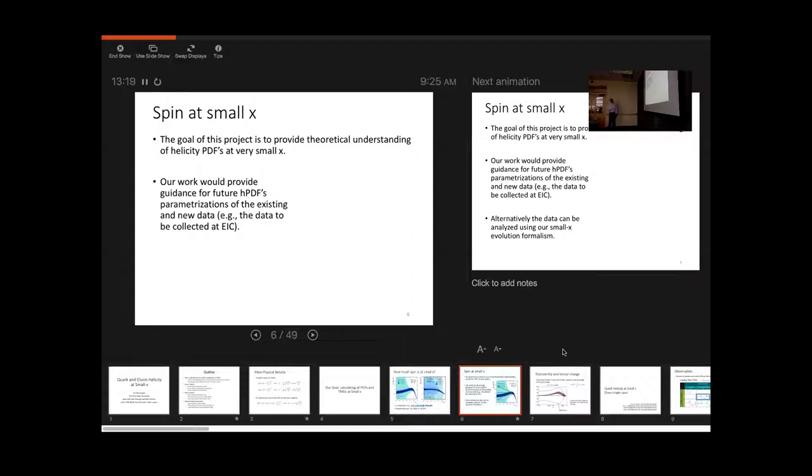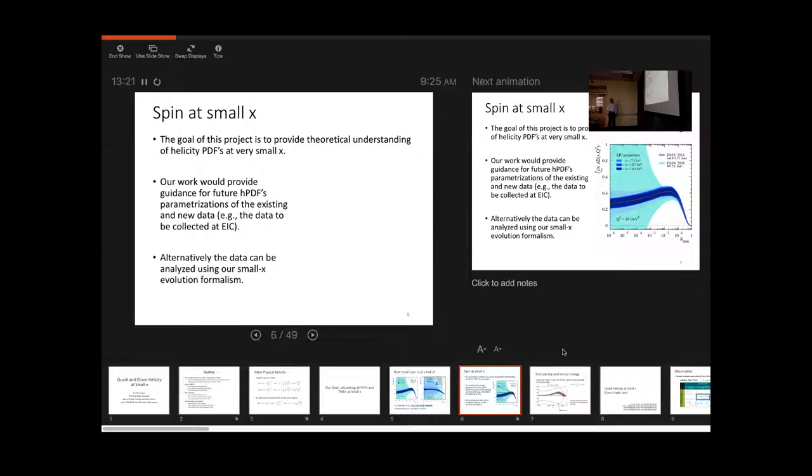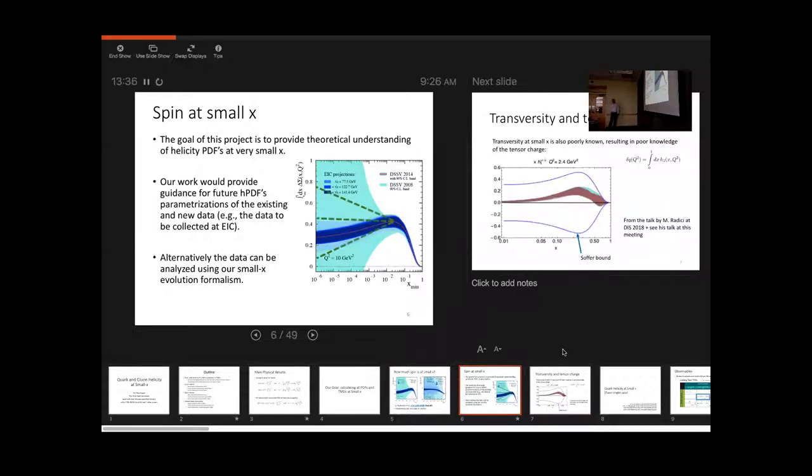And then once we do it, we'll have some sort of a way to either guide people doing PDFs or doing just our own small x evolution fit for the small x tails of all those quantities, delta sigma and delta g. So really, the question is, this is the result of the DSSV parameterizations. Maybe this particular line is partially constrained by the data, partially biased by their choice of the initial conditions. But really, what is the small x prediction? And at some level, this is wide open until you do the calculation. And this is what we want.